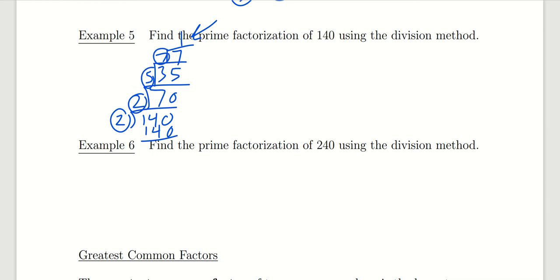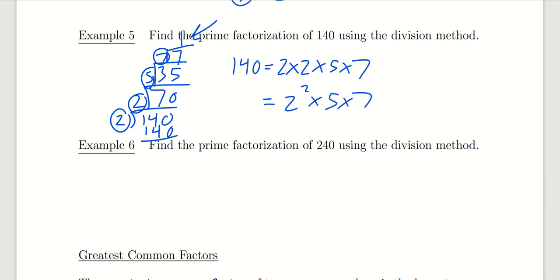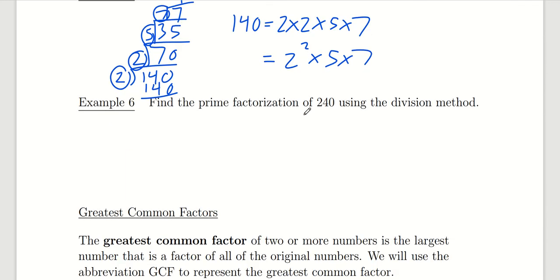That's 2, 2, 5, and 7. So 140 we can write as 2 times 2 times 5 times 7, or you can call it 2 squared times 5 times 7. This is an alternative approach to the factor tree method. I personally find that the majority of my students tend to like the factor tree method better, but this is just another approach that some people use, and if you like this division method or ladder method, you're certainly welcome to do it. Let me try it one more time.